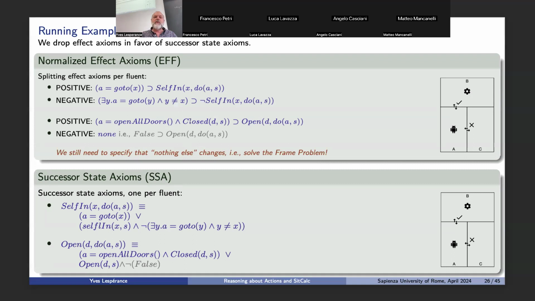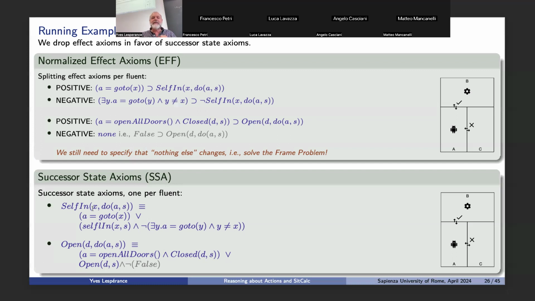So basically, this condition is the phi plus for self in. This condition is the phi minus for self in. This condition is the phi plus for open. And false is the condition for phi minus for open. So you can rewrite, and you get these successor state axioms.